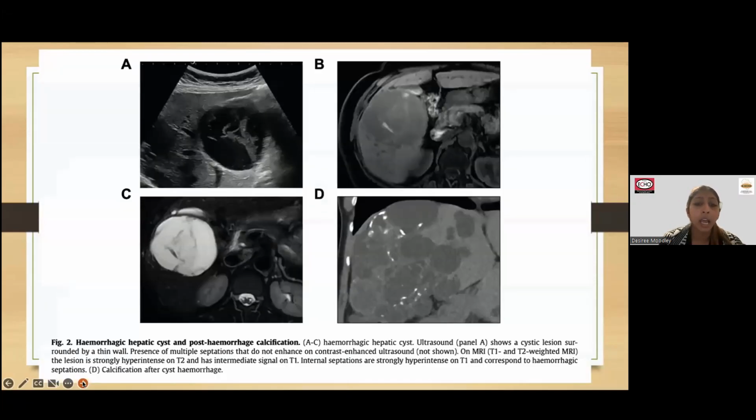This is some imaging of a patient that's got a hemorrhage. So in A, you can see the septations that don't enhance, and that's a hemorrhage. B and C, so in B, you can see on the T1 that the hemorrhage with the septations tends to light up. In C, the cyst lights up, but not so much the septations. And then in D, it shows the calcification that can occur after the cyst has hemorrhaged.